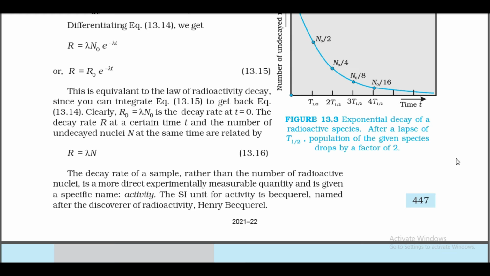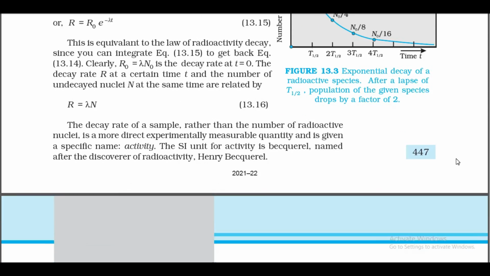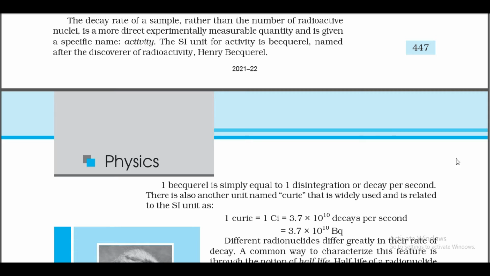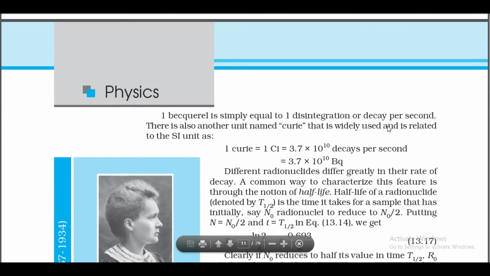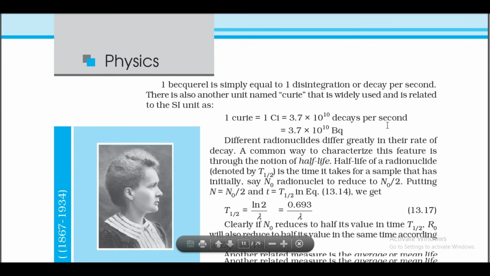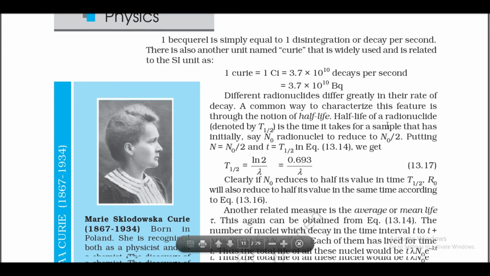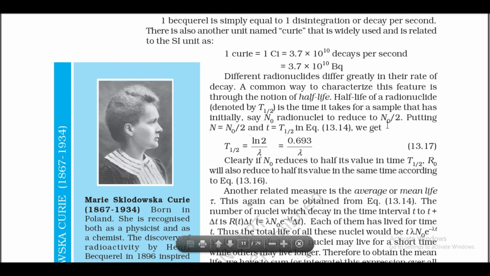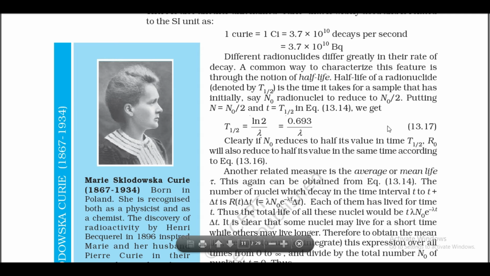The decay rate R at a certain time t and the number of undecayed nuclei N at the same time are related by R equal to lambda N. The decay rate of a sample, rather than the number of radioactive nuclei, is a more direct experimentally measurable quantity and is given a specific name, activity. The SI unit for activity is the becquerel, named after the discoverer of radioactivity, Henri Becquerel. 1 becquerel is simply equal to 1 disintegration or decay per second. There is also another unit named curie that is widely used and is related to the SI unit as 1 curie, 1 Ci, is equal to 3.7 into 10 to the power 10 decays per second, equal to 3.7 into 10 to the power 10 Bq.